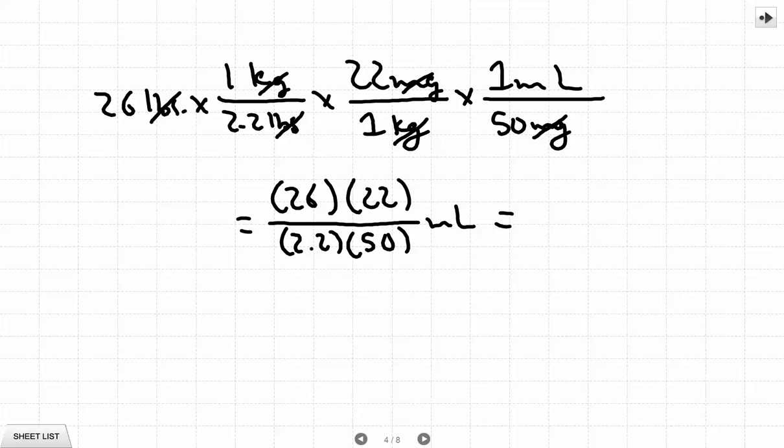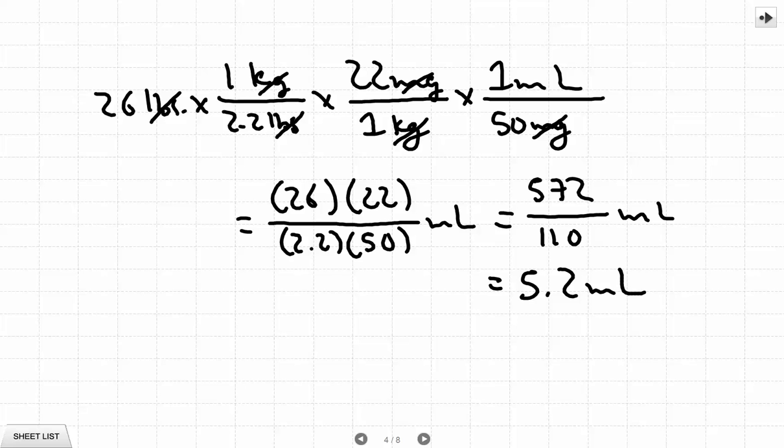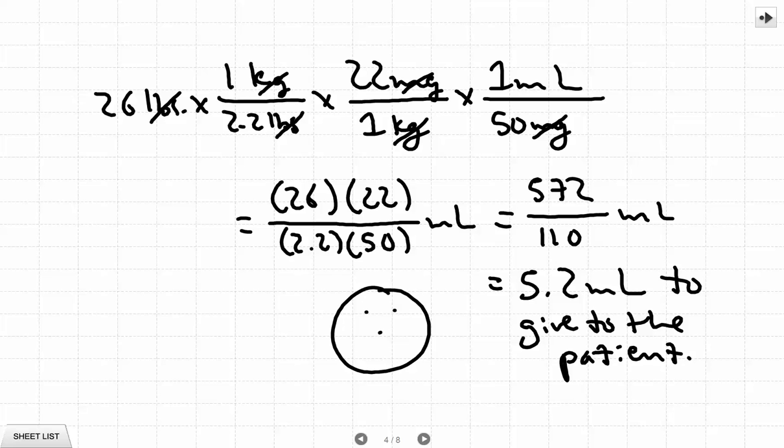So when all is said and done, and we do out the calculations, 26 times 22 gives me 572. 2.2 times 50 gives me 110. And if I take 572 and divide it by 110, I get a grand total of 5.2 milliliters to give to the patient. That should make the patient feel better.